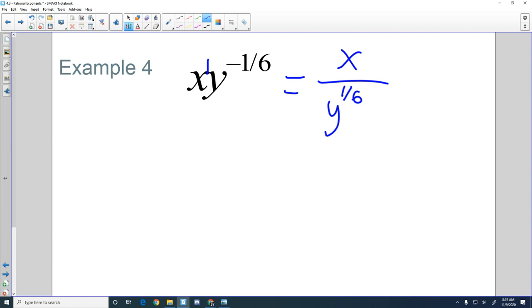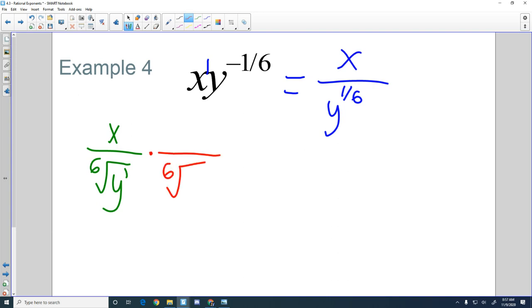All right, so we know y to the 1/6 is the same as the 6th root of y. So we have x over the 6th root of y. This is y to the first power. How many more y's do we need to cancel it out with that index, though? Gotta have a whole 5 of them, right? It's y to the first. I need it to be a y to the 6th. So we're going to multiply by a 6th root of y to the 5th.